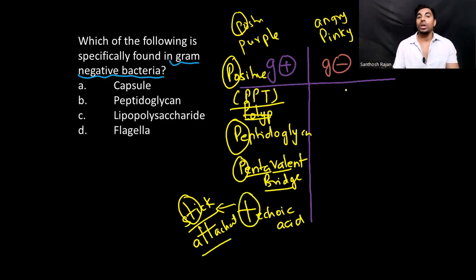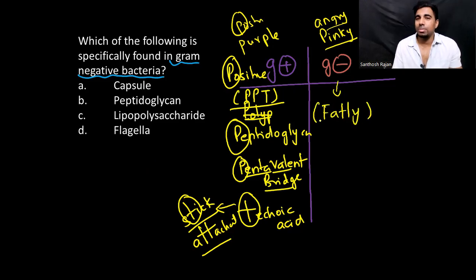Very simple. Okay, gram-negative people. Gram-negative people are pink and angry. Not only that, what happens in anger? Angry people become so negative that they become fatty. Very fatty, with all the negativeness. Hey, I'm not offending any fatty people. It's just for a clue only. So negative people are fatty.